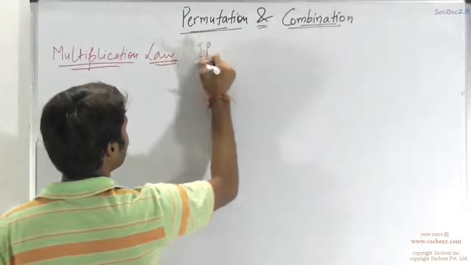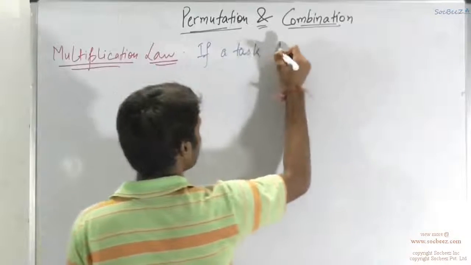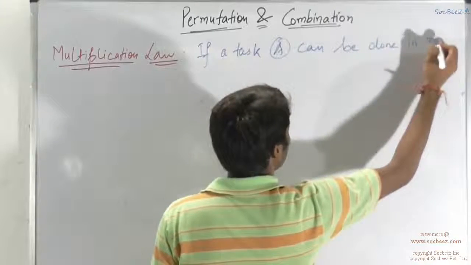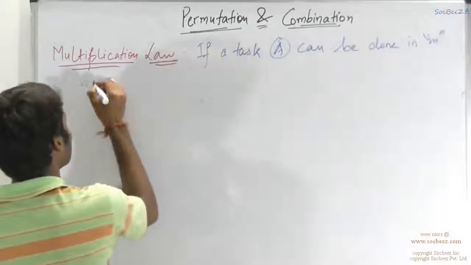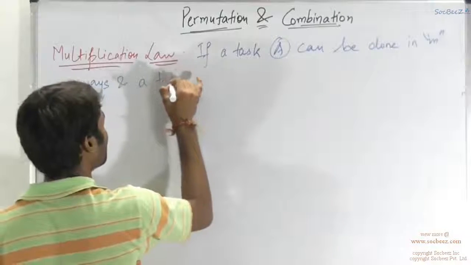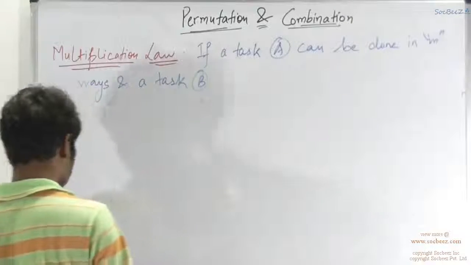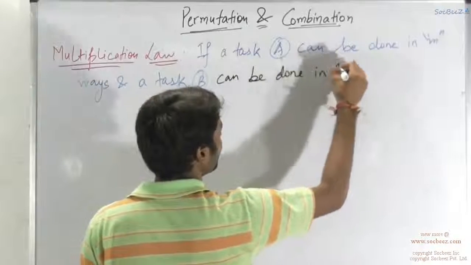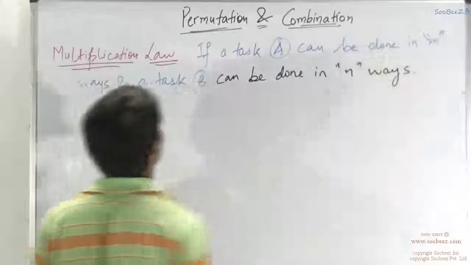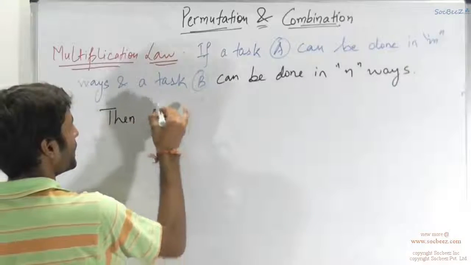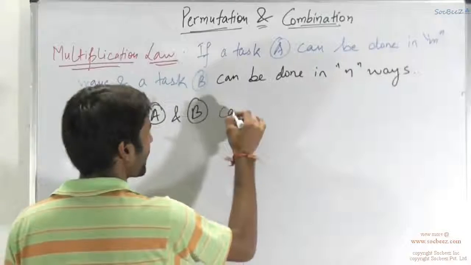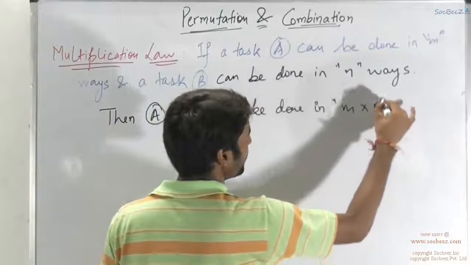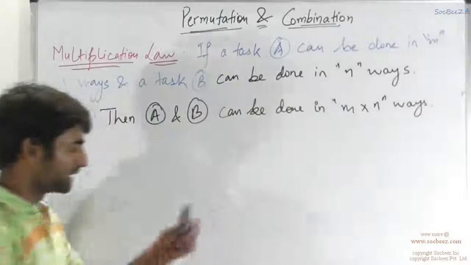Let me first state it. If a task A can be done in m ways and a task B can be done in n ways, then A and B can be done in m into n ways. This would be clear to you in one moment.